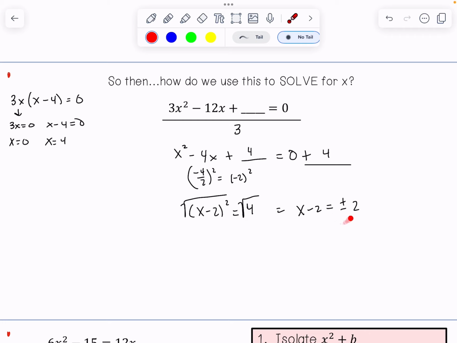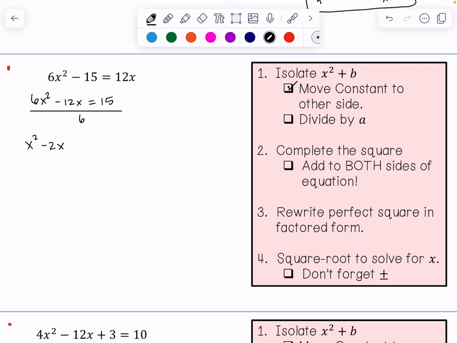Now I'm going to divide by that a value, which is 6. 6x squared gives me x squared. Negative 12x divided by 6 gives me negative 2x. Now this is one of those ones where you can see that this isn't going to divide perfectly. 15 and 6 just don't divide perfectly. However, I do know that 15 and 6 are both divisible by 3. So 15 divided by 3 is 5, and 6 divided by 3 is 2. So I went ahead and I divided by a.